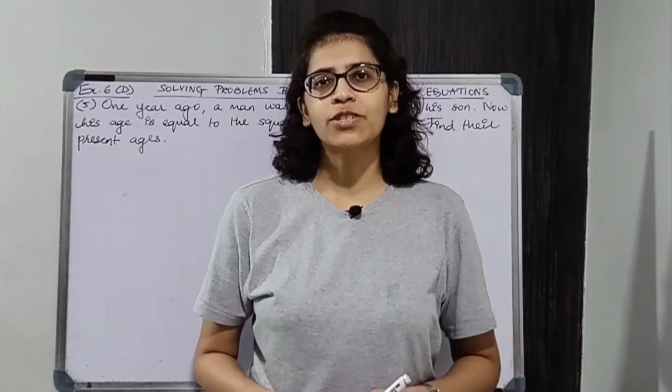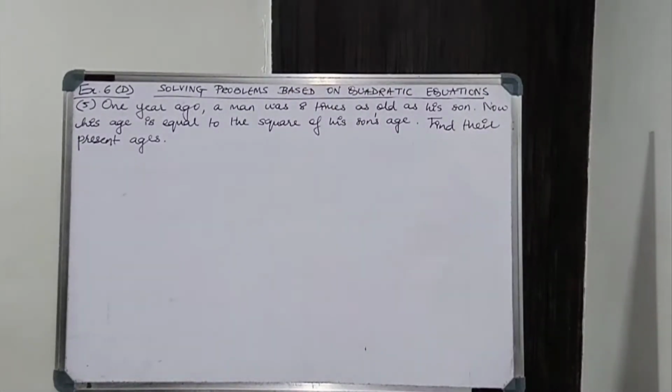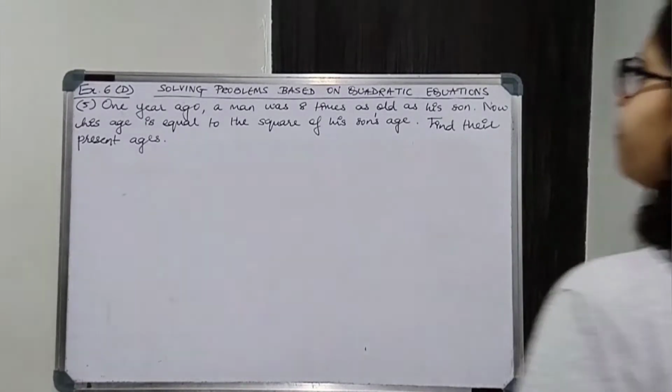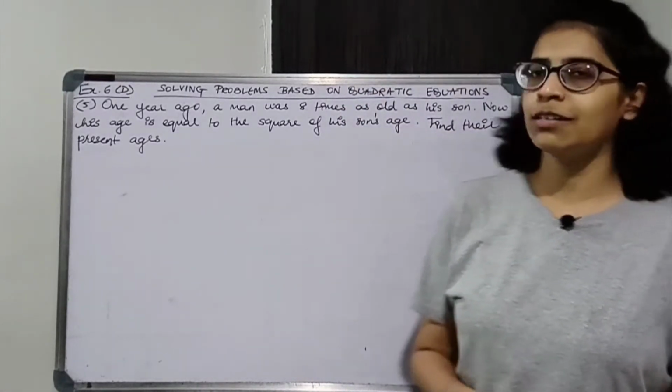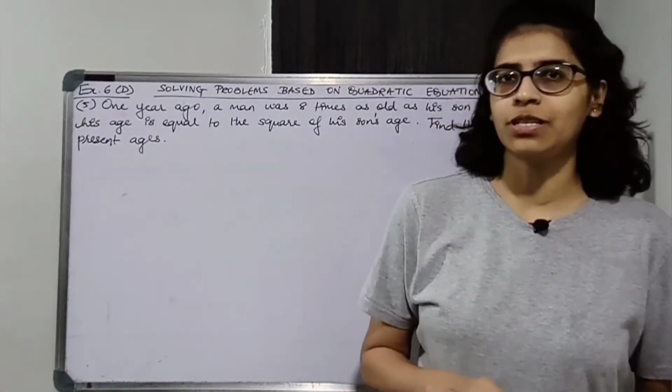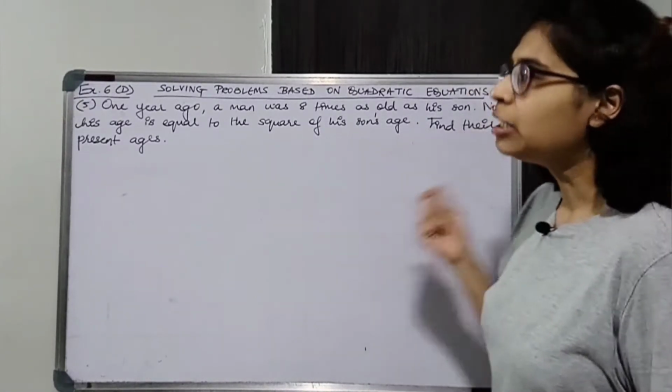Let's read the next question. Question number 5. 1 year ago, a man was 8 times as old as his son. Now his age is equal to the square of his son's age. Find their present ages. Now over here there is a man and his son, and their ages is given to us and the relation between the ages. So first one is 1 year ago.